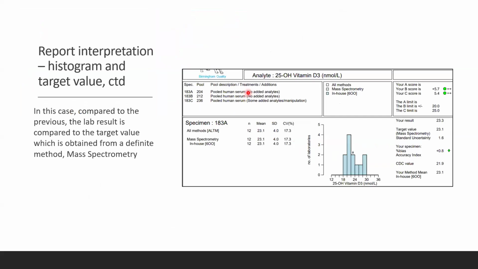This slide shows a different kind of comparison to ALTM. Here we have vitamin D, which comes from pooled human serums. Our result is compared to the target value, which is obtained by mass spectrometry, which in this case is considered a definitive method.